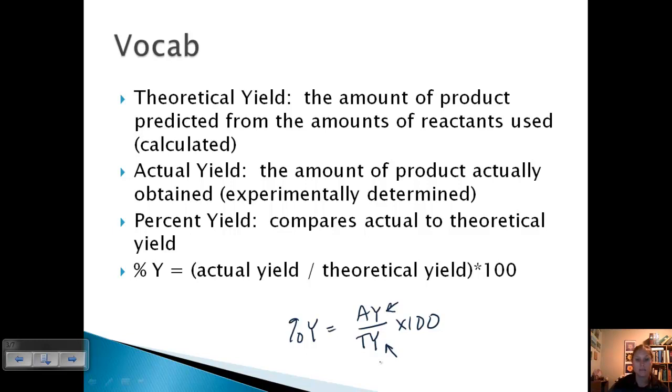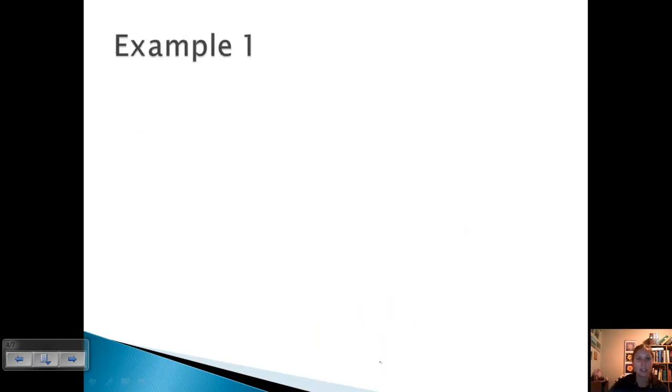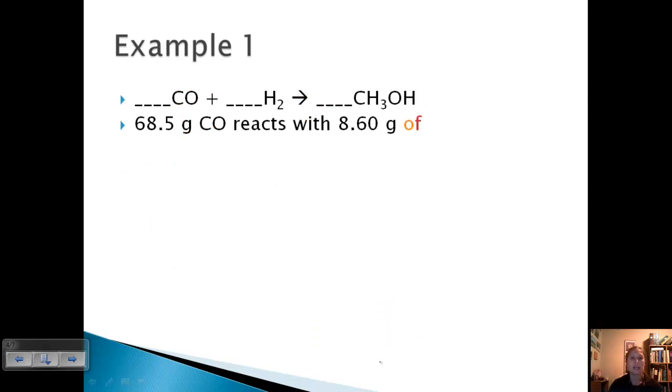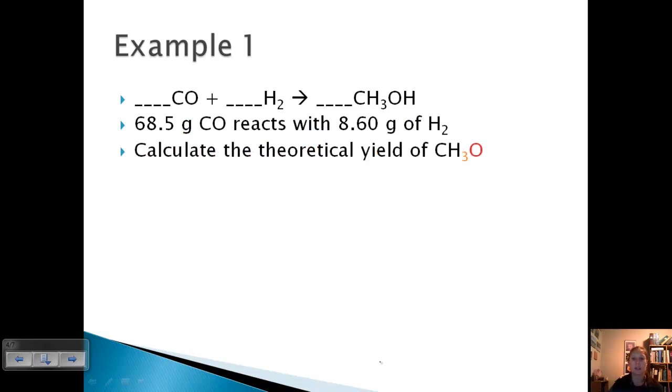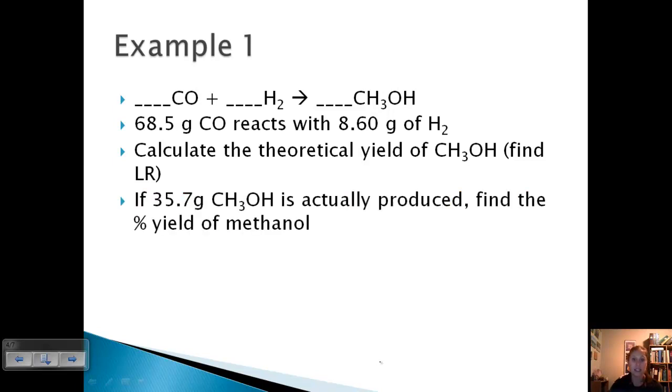Okay, so let's look at a couple examples. We've got our chemical reaction, and we know that 68.5 grams of carbon monoxide reacts with 8.60 grams of hydrogen gas. We want to calculate the theoretical yield of CH3OH, which is our product. In order to do that, we need to find the limiting reactant. The second part of this problem is, if 35.7 grams of CH3OH is actually produced, we want to find the percent yield of methanol.